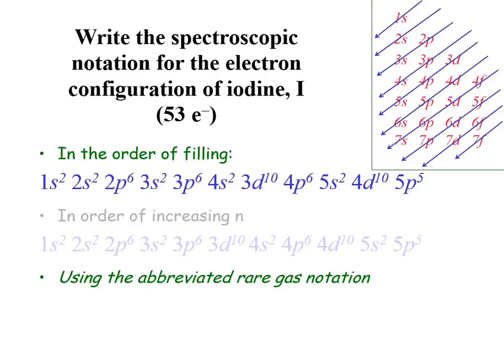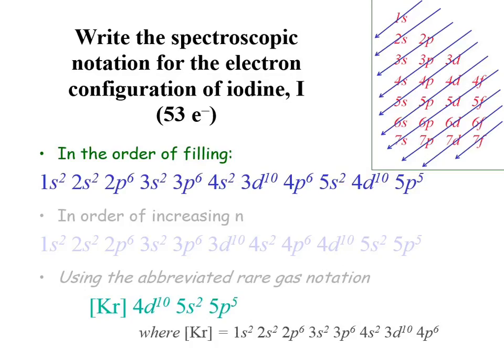So on our way to 53 electrons, the last rare gas we passed was krypton. I can tell by just looking at the periodic table, because iodine is in period 5. The period 4 rare gas is krypton. So what we would do is basically write Kr in brackets, and then everything beyond Kr.